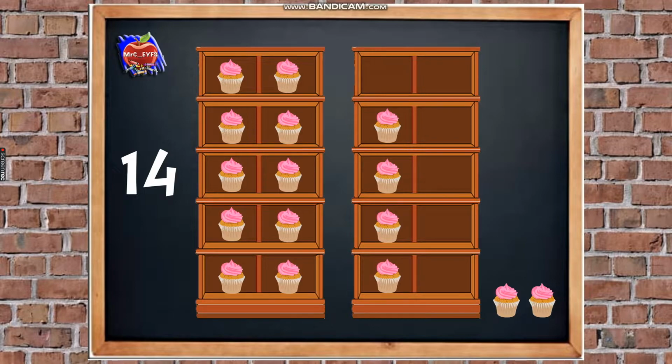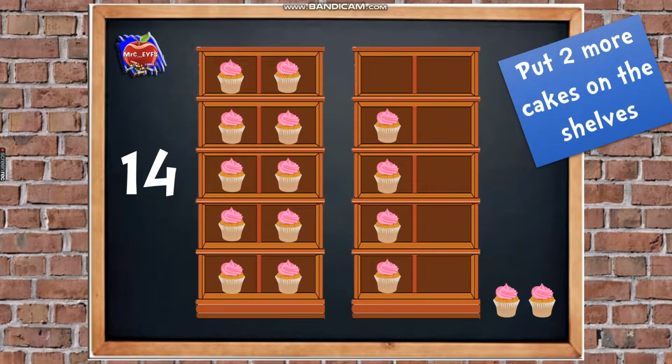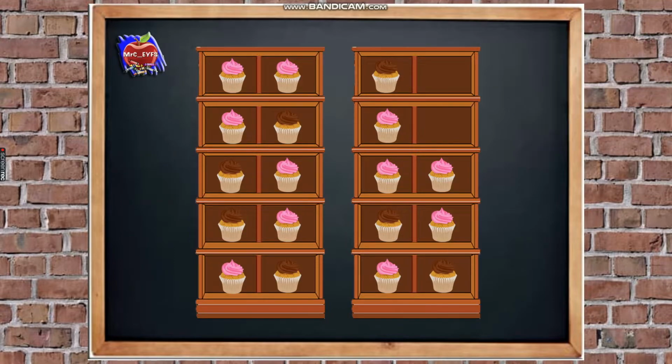Right, now we're going to put 2 more cakes on the shelves. So we're going to add them to our frame, but we need to count on. So altogether, we've got 14 now. When we add the cakes, let's see if we can count on from 14. Are you ready? So we've got 14, 15, 16. Excellent. Now we're counting on from 14 as well. Really good job.